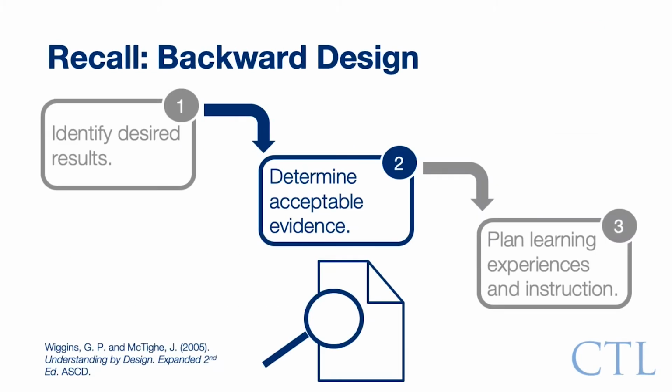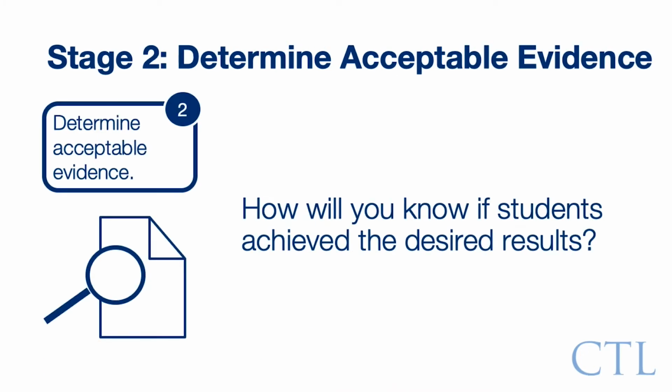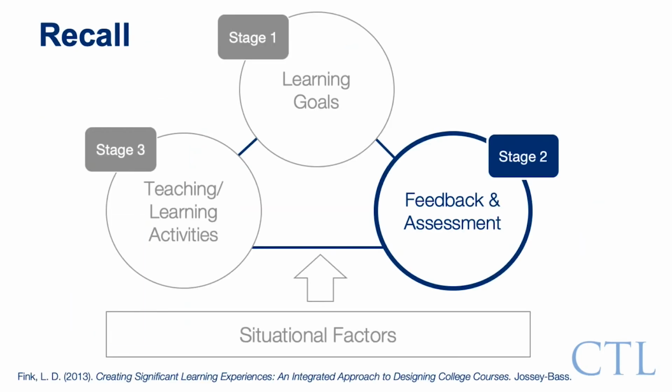Recall that the second stage of the backward design framework is to determine acceptable evidence. Stage 2 is a departure from common practice. More often, we jump to Stage 3 and design the lectures, activities, and assignments. Instead of going from target to teaching, here we ask ourselves, what would count as evidence of successful learning? How will we know if students achieve the desired results, the learning objectives? Similarly, in Fink's framework for integrated course design, instructors intentionally plan feedback and assessment practices that align with course goals.